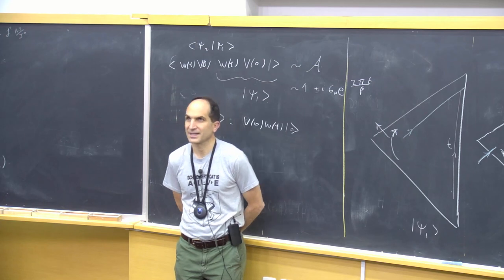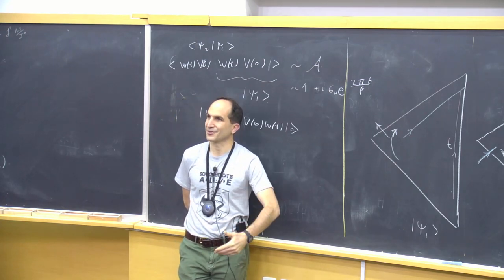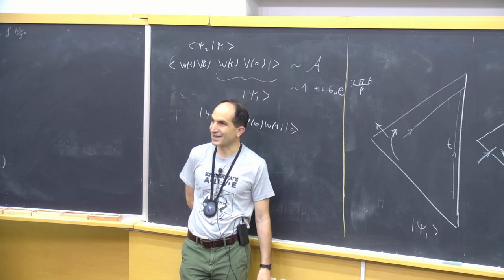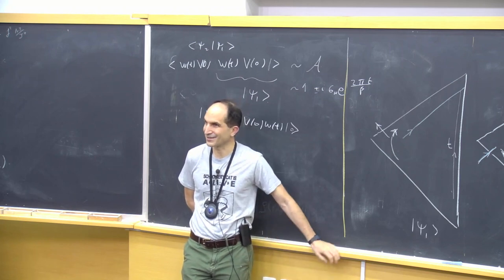It's also related to the fact that I mentioned that it's difficult to see something that grows exponentially in a system that is stable, right? So they're not going to find something that will grow exponentially.